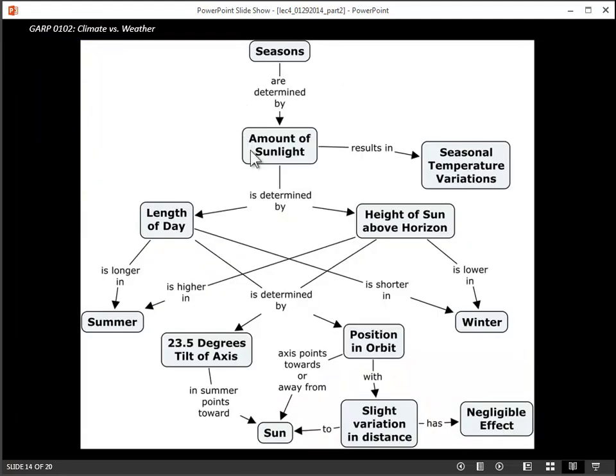Here's that little flow chart that I have for you, and I'm going to explain this in part 3. But effectively, you can start at the top. We've got the seasons here, and they are determined by the amount of sunlight. That makes sense. That results in seasonal temperature variations. So depending on how much sunlight we get, it's either warmer or colder. When it's warmer, as in the summer, we get more sunlight. When it's colder, as in winter, we get less sunlight. And then we'll talk about the stuff here below in part 3.